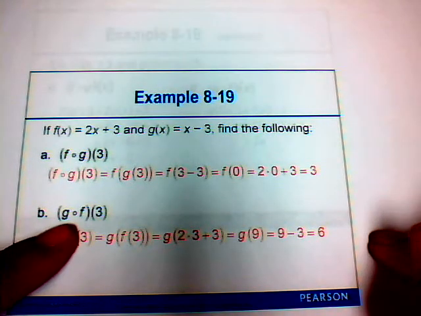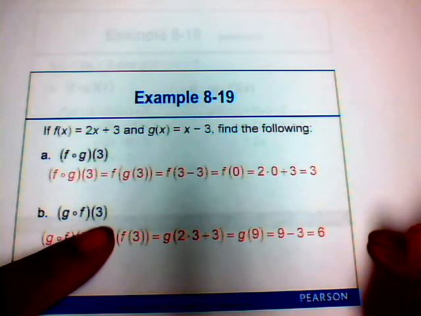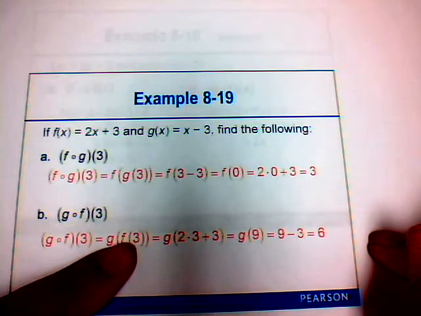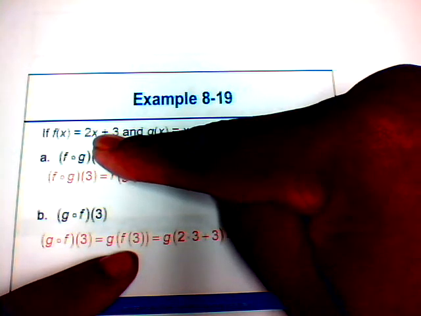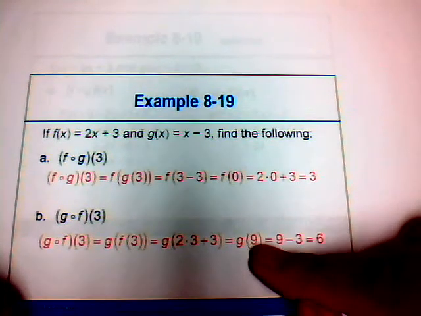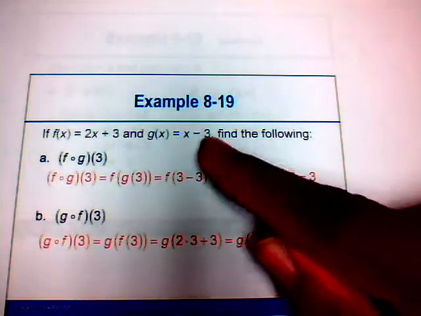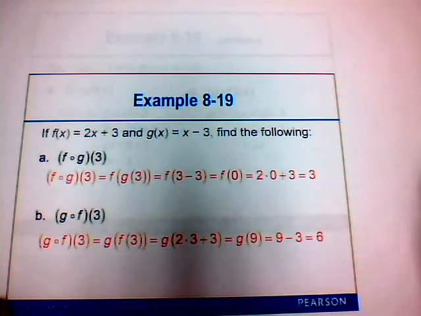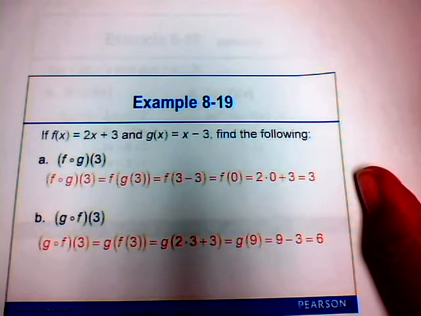Now, the other way around, g circle f, or the composition of g with f of 3, is going to be g of f of 3. Inside the parentheses is f of 3. You first replace your x with 3 in the f of x function. So now you got 2 times 3, which is 6, plus that 3 will give you 9, so you're going to be evaluating g of 9. And g of x is x minus 3, so you'll replace the x with the 9, so it'll be 9 minus 3, which will give you 6. Okay? So notice the difference between the composition of f with g and the composition of g with f.